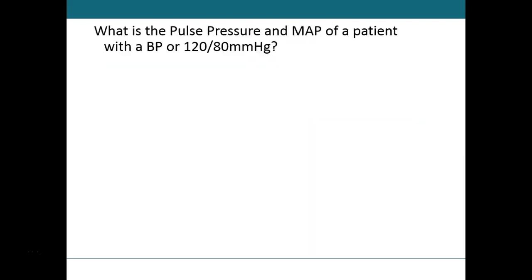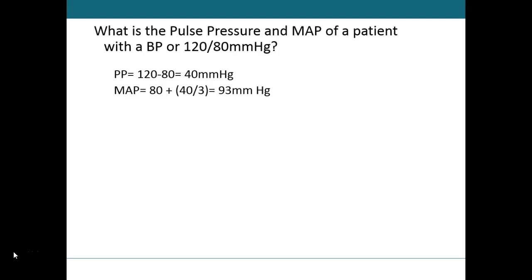So I'm going to give you an opportunity to figure out the pulse pressure. We have a patient with a blood pressure of 120 over 80 millimeters of mercury. So how do we get pulse pressure? Remember, pulse pressure is your systolic minus your diastolic. So your pulse pressure would be 40 millimeters of mercury. And then how do we get the mean arterial pressure?